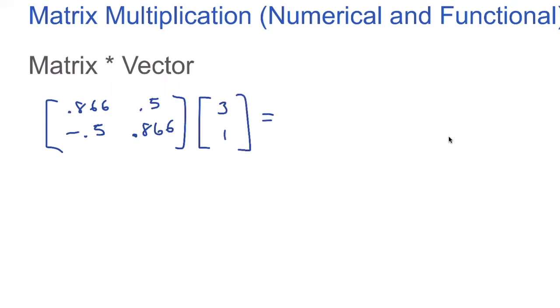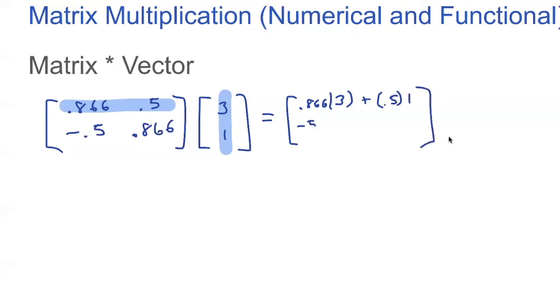If you want to multiply a matrix by a vector, here I'll do a little bit of a geometric example. So I'll take this matrix. To calculate the product of this matrix times this vector, I'm going to use the dot product of the first row of this matrix by the column of this vector, in order to get the first entry of my result. So I'm going to have 0.866 times 3 plus 0.5 times 1. And then on the other one, I'm going to have negative 0.5 times 3 plus 0.866 times 1, because we'll take the second row times the column in order to get the second entry.